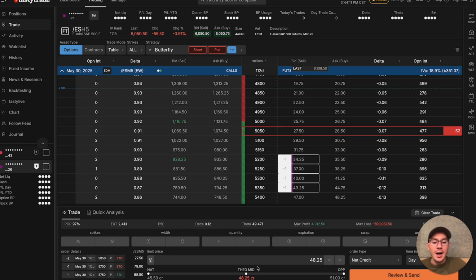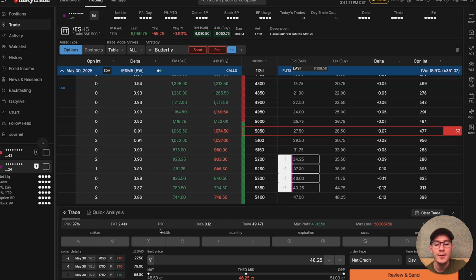Now you can see, like I mentioned, we like to target a $30 to $50 credit. You can see right here, it's in the $48 credit. So that's doing quite well for this trade. So that's a good one right there. You can see here how we have a max profit of about $5,000 and a normal profit of $2,400 with an expected win rate of 97.